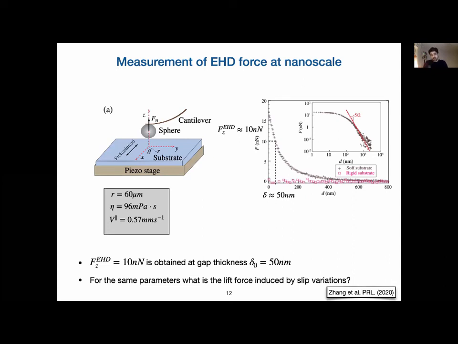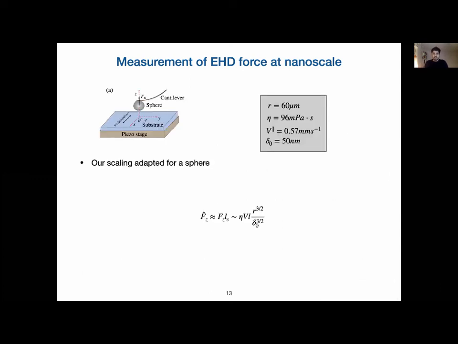So what we wanted to see is, if we use our scaling estimates for the same parameters as this experiment, how much surface inhomogeneity, quantified by a slip length, would induce the same normal force. We can extend our scaling, or adapt it, for a sphere. Remember that we developed the scaling for a cylinder, but that can be approximated for a sphere by multiplying it by a contact length, LC, which results in the following scaling.